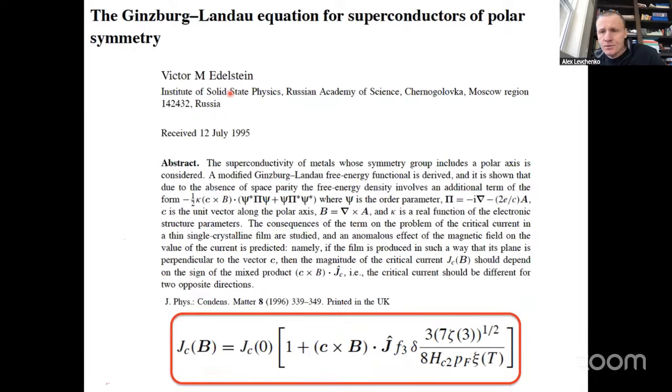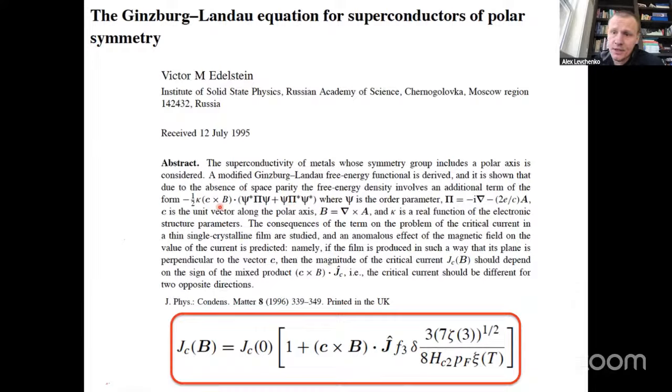All right, so I would like to talk first about what is believed to be the first prediction of the diode effect, from Victor Edelstein in 1995. He published the paper which goes by the name of Ginzburg-Landau equation in superconductors with polar symmetry. He was thinking about a three-dimensional system. And right in the abstract to the paper, he discusses a particular microscopic model that I will introduce to you on the next slide.